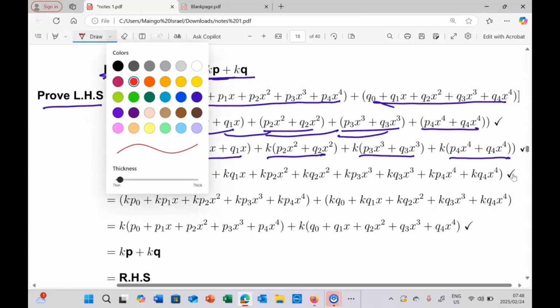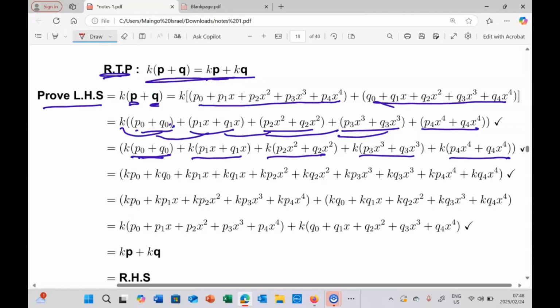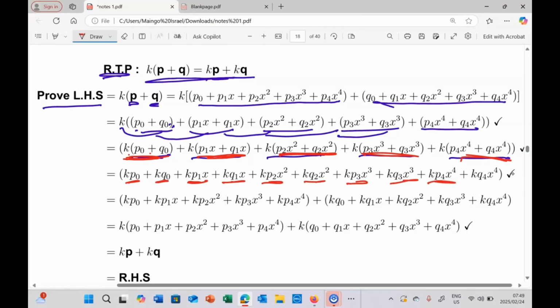After doing that, we now have to distribute k. In this we need to distribute k, in this we need to distribute k, and so on for each term. So now this is simple: k times p naught, which is kp naught, plus kq naught, plus kp1x, kq1x, kp2x squared, kq2x squared, kp3x cubed, kq3x cubed, kp4x to the power 4, and kq4x to the power 4.